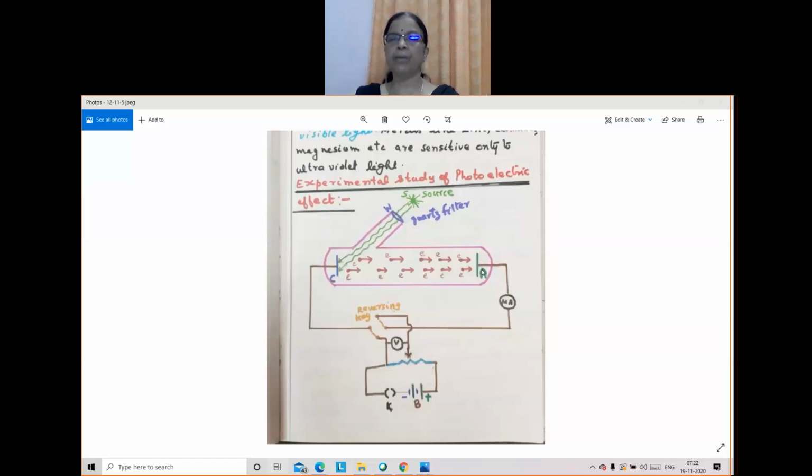But you know, there is a particular voltage. Beyond that, if we increase the potential, there is no further increase in photoelectric current. So there is a limit for that. It is not indefinite. There is a particular value of the positive potential for which we get the maximum current.